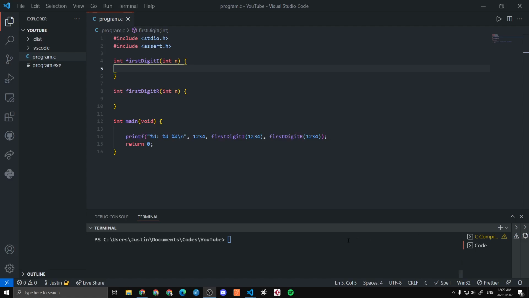Hello, today I'm going to introduce iterative and recursive algorithms in C with a couple examples. First of all, we're going to start with calculating the first digit of a number.